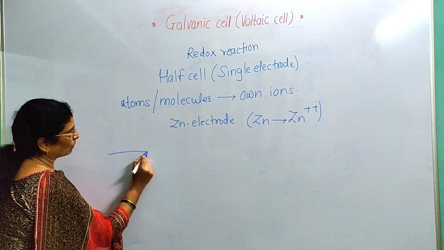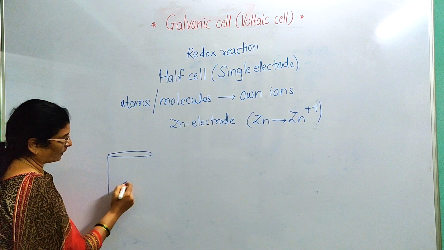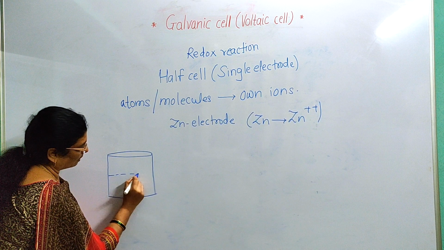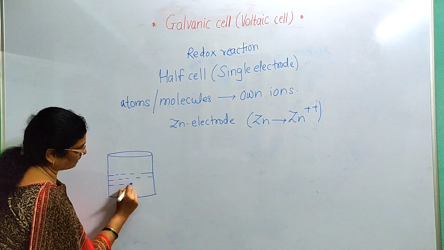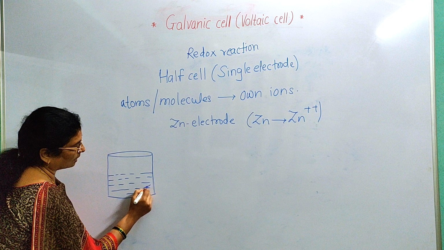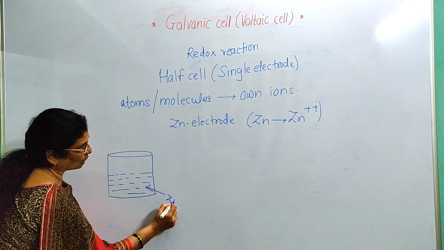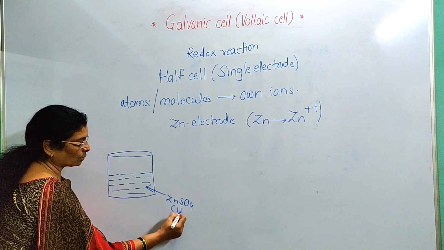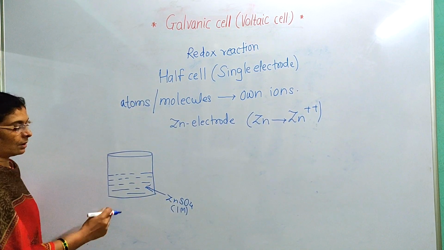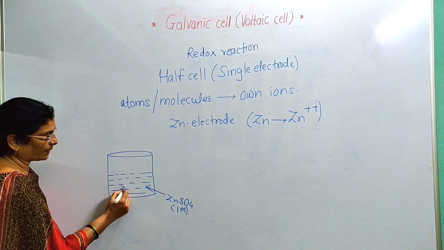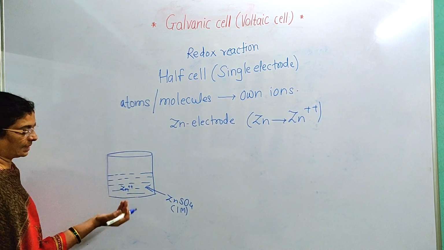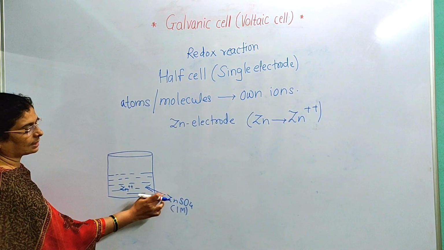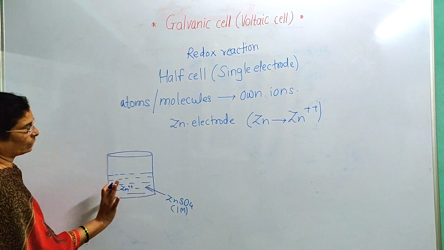For that, we have to take one container. In this container, we have to take the solution which contains Zn plus ions. Suppose in this container, we have taken the solution of ZnSO4. The concentration of ZnSO4 is known to us. Suppose it is 1 molar. ZnSO4 solution contains Zn plus ions and SO4 minus ions. You can take any solution which contains Zn plus ions. ZnCl2 solution you can take also.